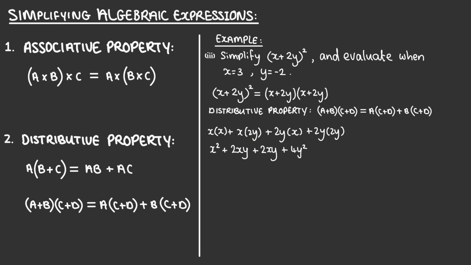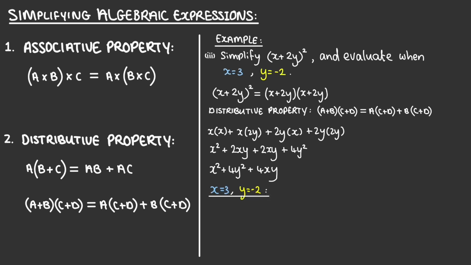x by x is x squared, x by 2y is 2xy, 2y by x is 2xy, and 2y by 2y is 4y squared. We can add 2xy and 2xy and we get 4xy. And then rearranging our expression, we are left with x squared plus 4y squared plus 4xy.